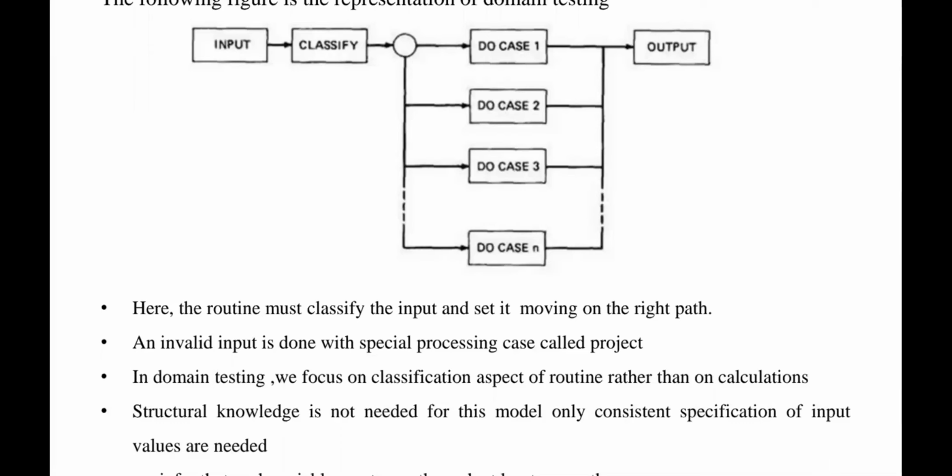So generally, classify decides whether it is working on a correct path or not, according to the statement you are given and the path you have taken. It will check whether you are giving the correct input or not. If you are not giving correct input related to those statements, then a special processing case will be executed, called reject. That is called reject, not project. A reject will be done.